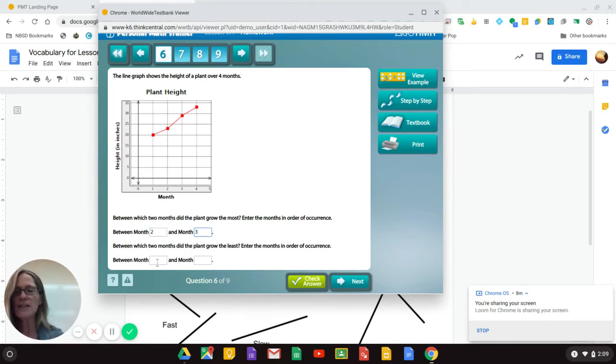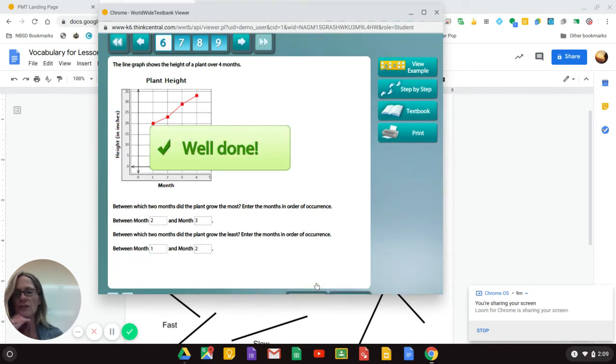Between which 2 months did it grow the least? Where is it the flattest? I would say, yeah, I think you're right. It's between 1 and 2. Let's check our answer. Well done.